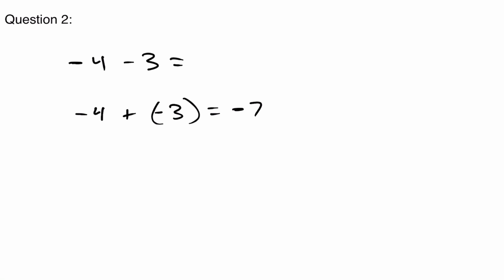So key tip is that subtracting a negative is the exact same thing as adding a positive. And that's because of our rule. We keep the first number the same, we switch the subtraction to addition, and then we switch the sign of the second number, regardless of what the original sign was.